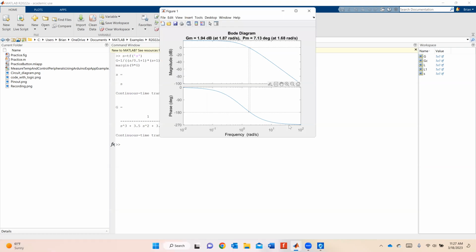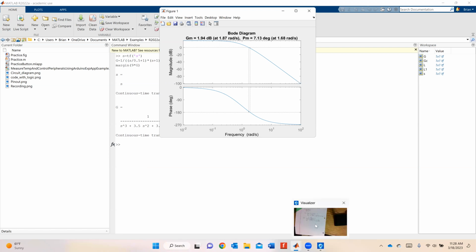Notice that from our system, we're going to find out our phase margin and our gain margin. So I'm going to write those down. The gain margin is equal to 1.494 dB at omega equal to 1.87 radians per second. My phase margin is going to equal 7.13 degrees at omega equal to 1.68 radians per second. So what I can determine here is our phase margin is not met. It needs to be greater than 25 degrees.